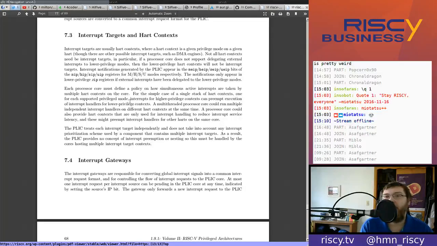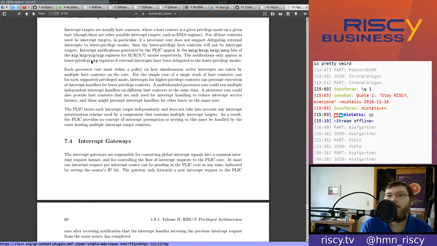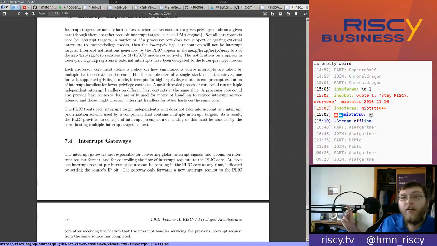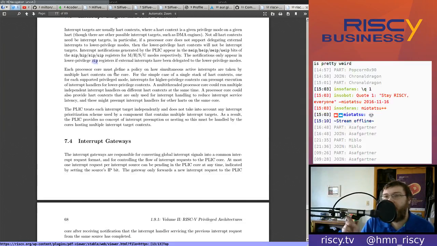The notifications only appear in lower privilege... does that say RIP? I can't. Let me take a closer look here. Where was that? XIP. That wasn't very clear on my monitor.